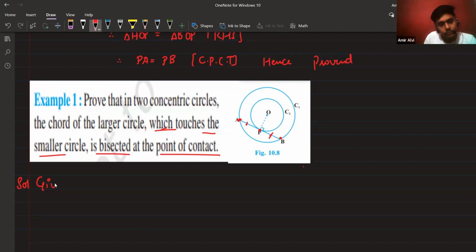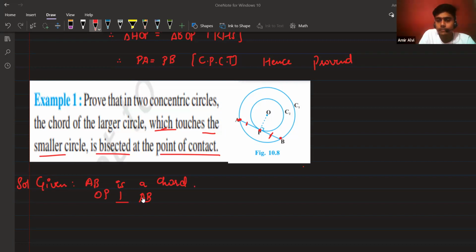Given is AB is a chord. Clear, AB is a chord. It's given. Yes or no? And OP will be perpendicular to AB. Yes or no? Now tell me, why is it perpendicular?